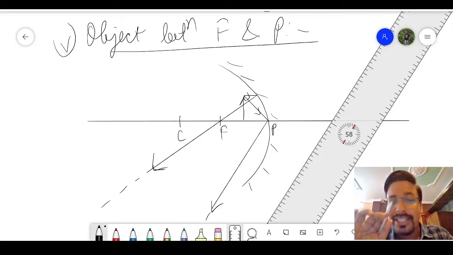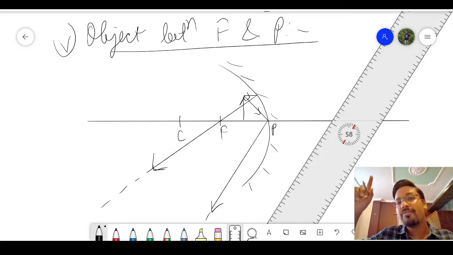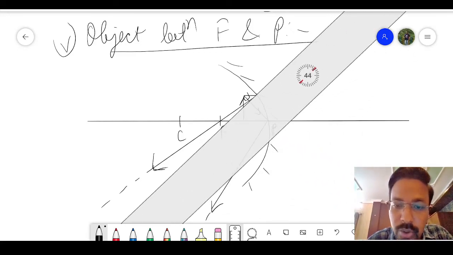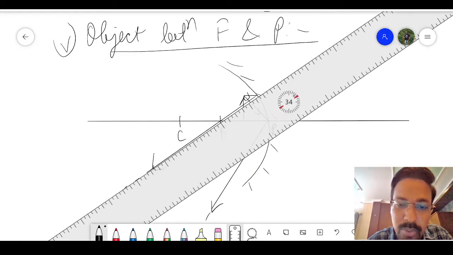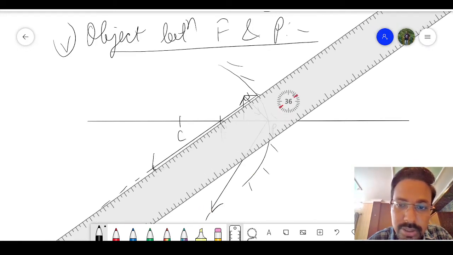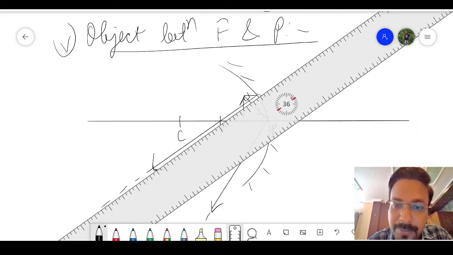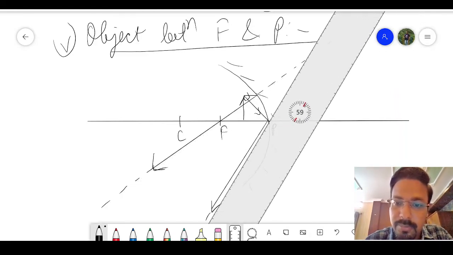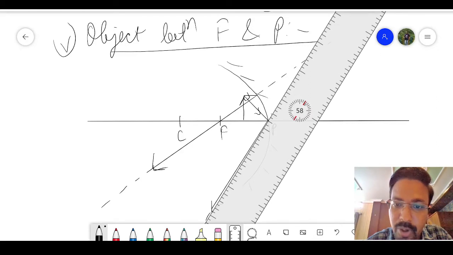It is assumed that they will meet somewhere. They must have come from a point behind the mirror where they were meeting. So if we just go back and trace the lines backwards, we will see that they will meet at a certain point. So let us trace it back. If we trace it back, both the lines, they will meet at a certain point.